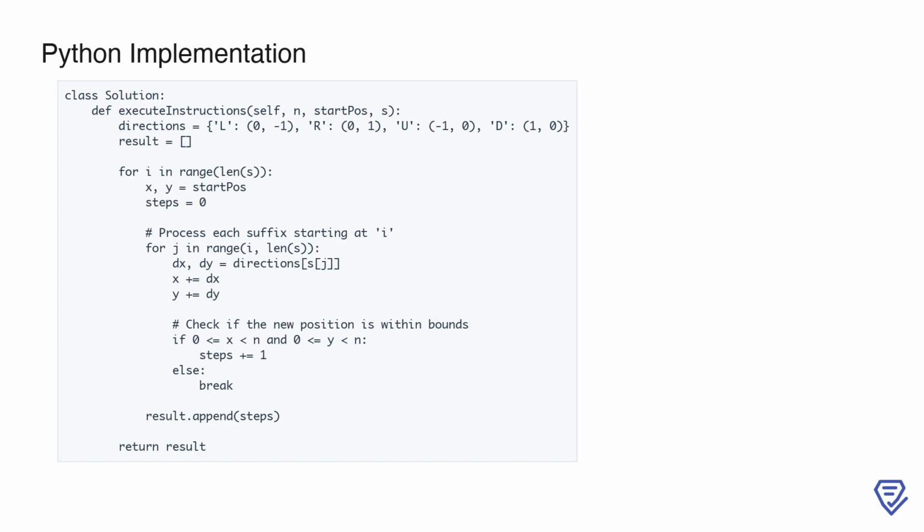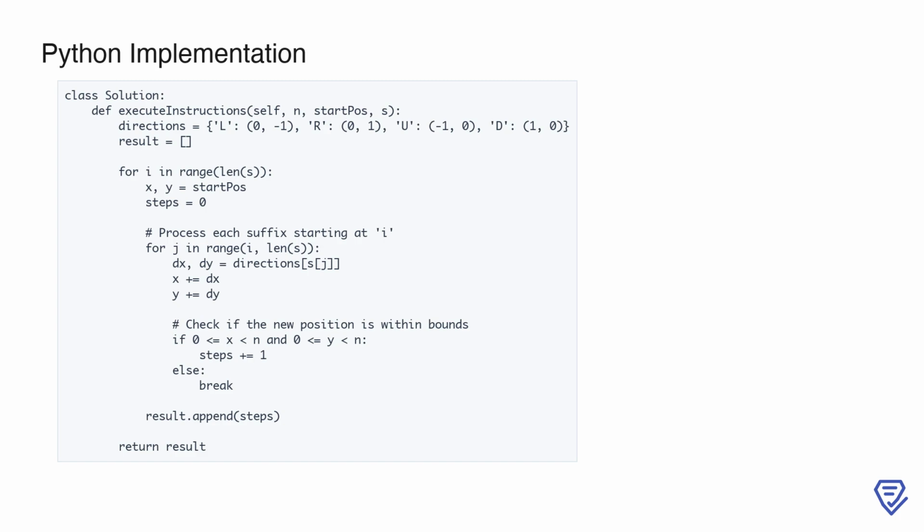For each starting index i, the robot's initial position is reset to startPos, and a counter steps is set to 0. The inner loop processes each instruction from the current suffix, updating the robot's position based on the direction mapping. After each move, the algorithm verifies if the new position is within the grid bounds, 0 ≤ x < n and 0 ≤ y < n. If the robot remains in bounds, the step counter is incremented. If the robot moves out of bounds, the loop is terminated early.